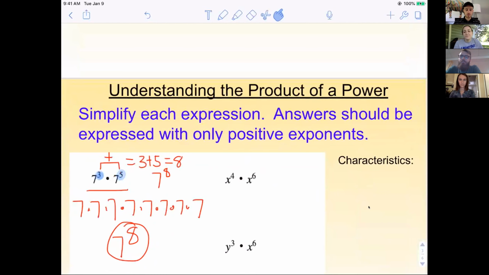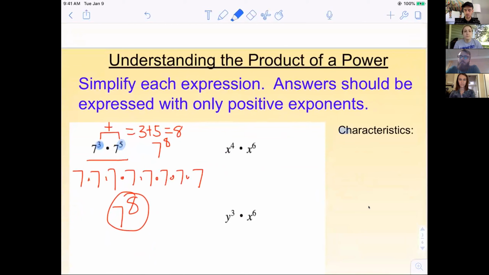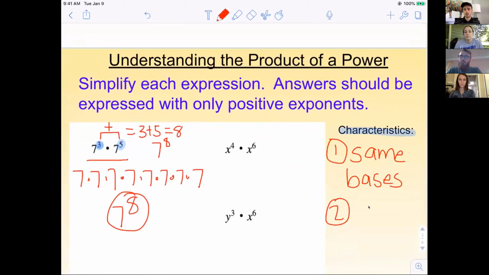Very good. Are there any questions with that first problem? All right, now if you see on the right-hand side of our screen here, there are some characteristics of the product of a power. So if I'm looking for certain characteristics, what's one thing that must be true about our bases for this to happen, do you think? Meredith. They have to be the same. Yeah, the same bases. So the bases have to be the same. Very good. And then what was our shortcut that we said? What could we do with their exponents? Michael. You have to add them. Yeah, add exponents. Very good.